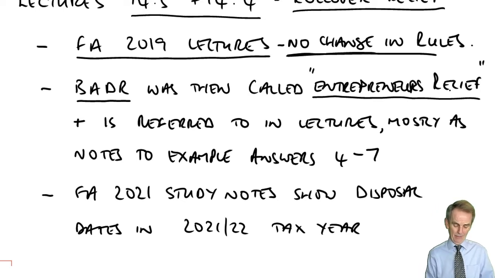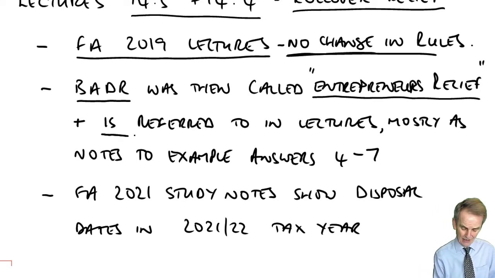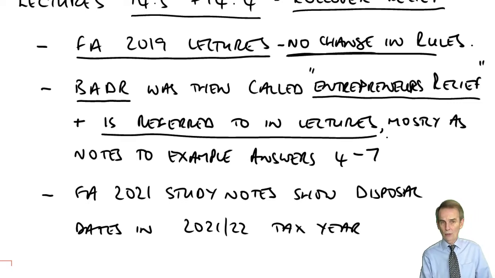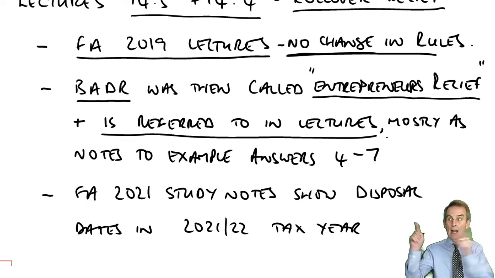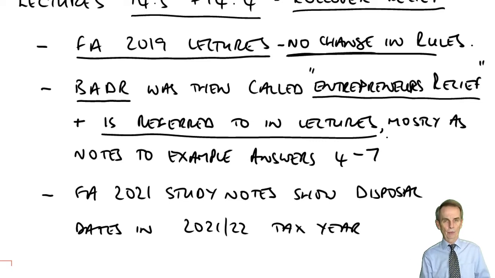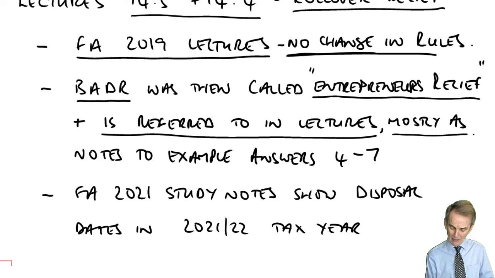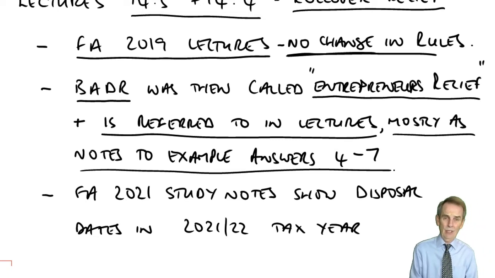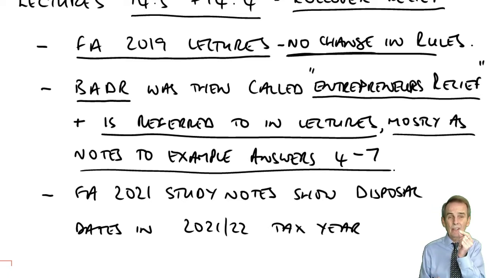So what's going to happen is you're going to see and hear references in the lectures to entrepreneurs' relief. Ding! That's business asset disposal relief. Please don't get confused by that. And it's mostly seen as notes to examples, answers 4 to 7. So if I just show you where you'll see it in your study note, as I talk you through the lecture, and then where you'll see it in the examples to answer, you'll see that it's just making one specific point.